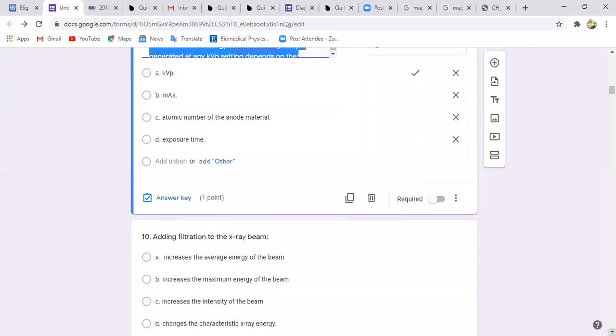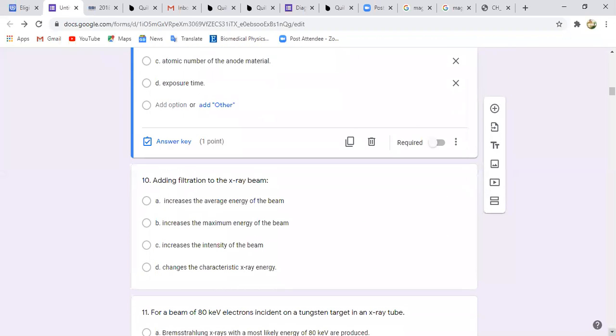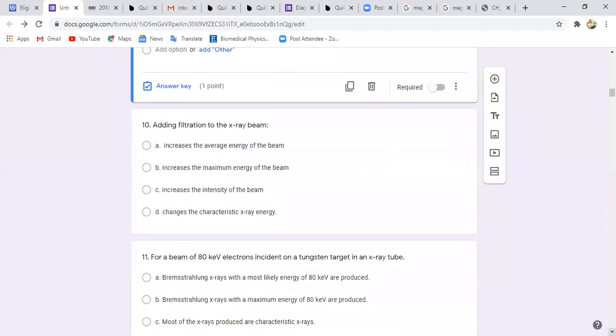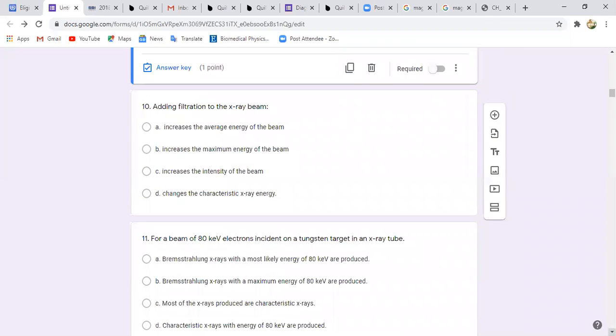So adding filtration to the X-ray beam, of course, this is a follow-up to that other question. Adding filtration does what to the X-ray beam? It increases the average energy of the beam. Yes, you have to be careful here. It doesn't increase the maximum energy. The maximum energy is the maximum energy.